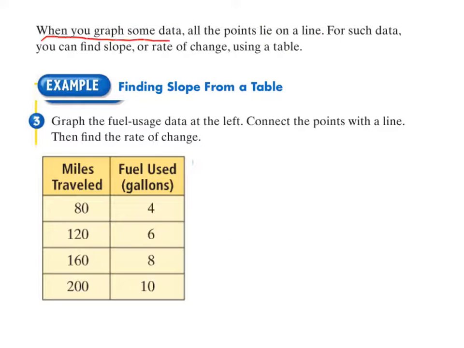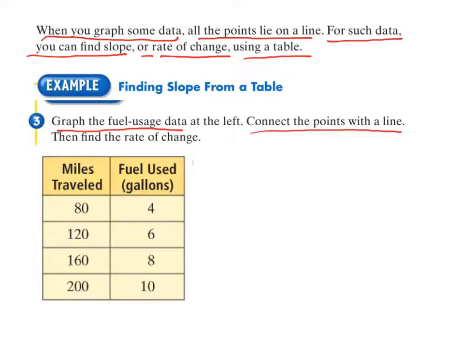When you graph some data, all the points lie on a line. For such data, you can find slope or rate of change using a table. Let's try a problem. Graph the fuel usage data at the left, given in the table. Connect the points with a line. Then find the rate of change.